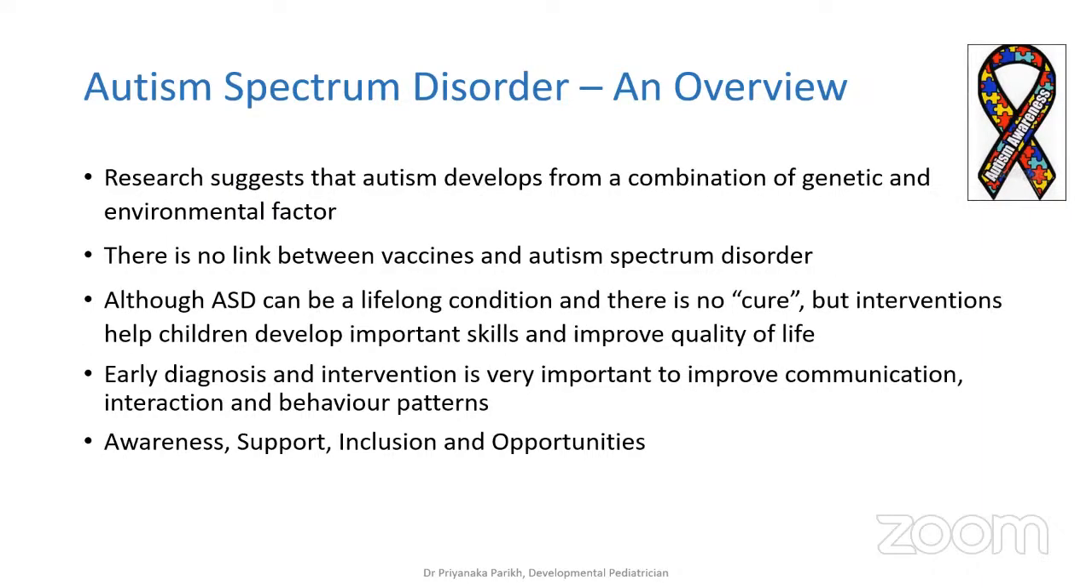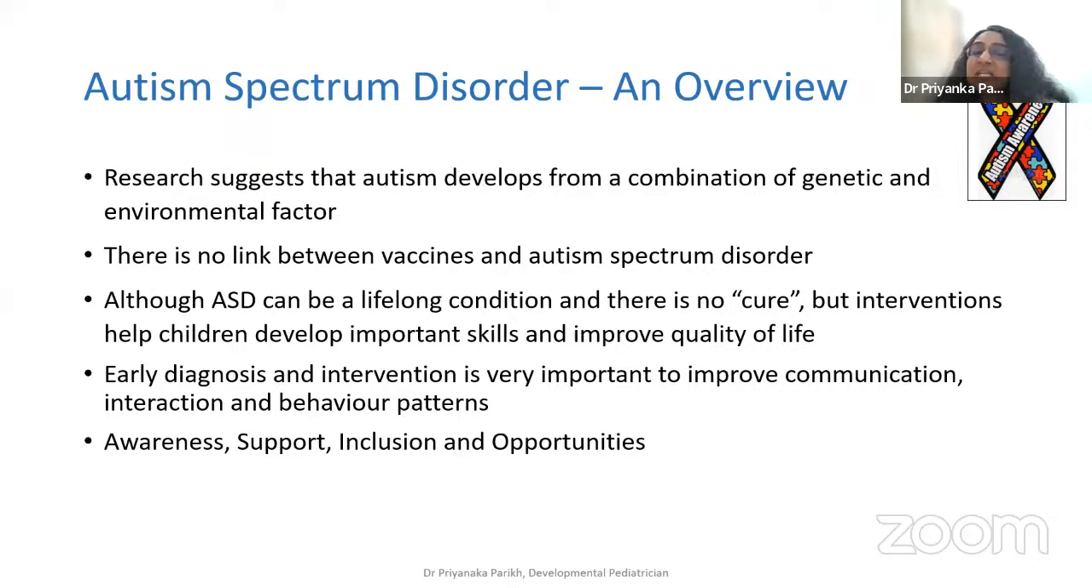So again, autism is caused by a combination of genetic and environmental factors, and vaccines do not cause autism. So there is no link. Research has proven that. And it can be a lifelong condition. There is no medical cure. But again, early identification and early intervention can really improve the quality of life, can develop the communication, interaction, and help with the behavior patterns.